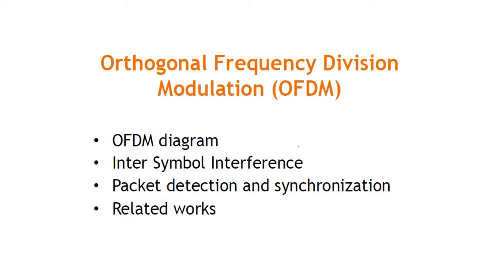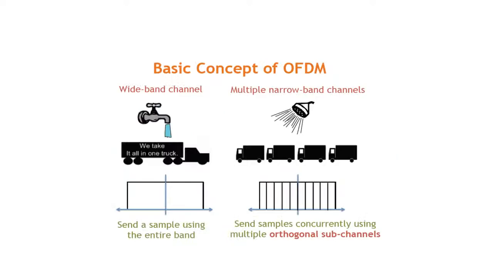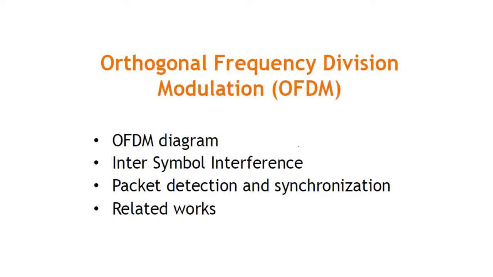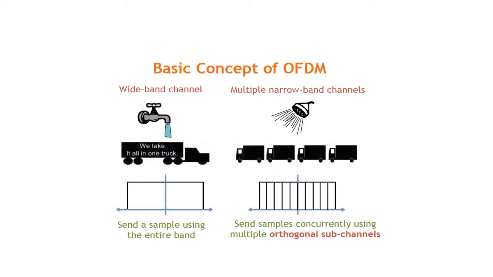Last session also considered OFDM communication only, so today also I'll explain. OFDM is orthogonal frequency division multiplexing, which enhances data transmission, so we can transmit a much higher data rate. That is the major idea. So here I'll show how OFDM works.